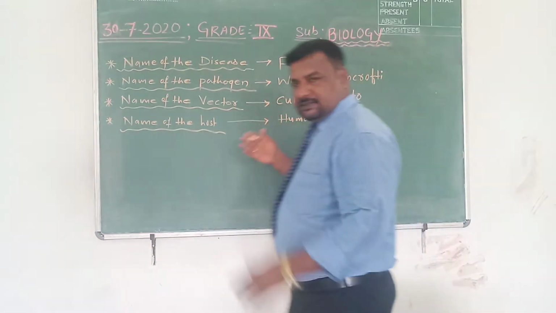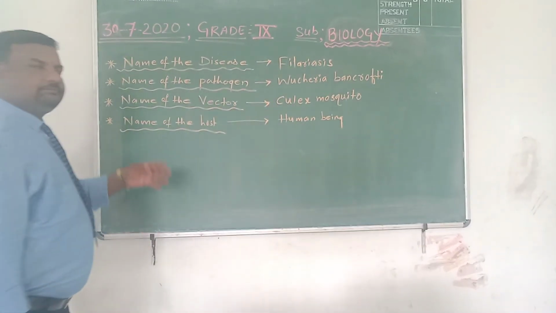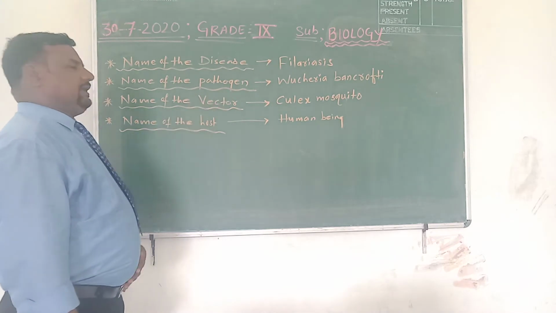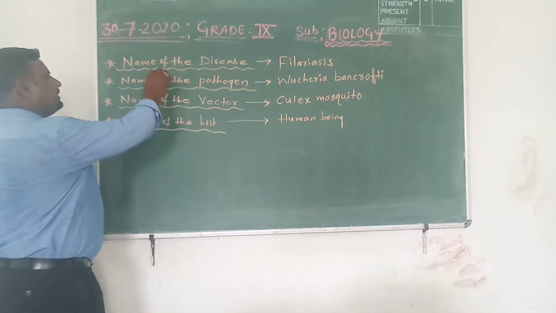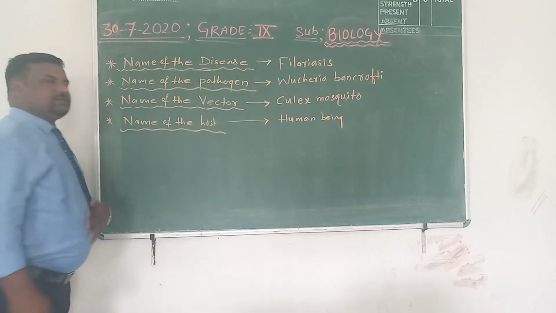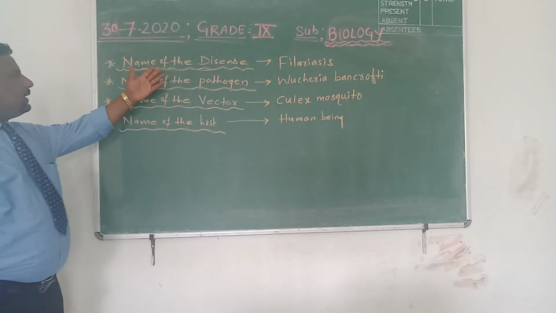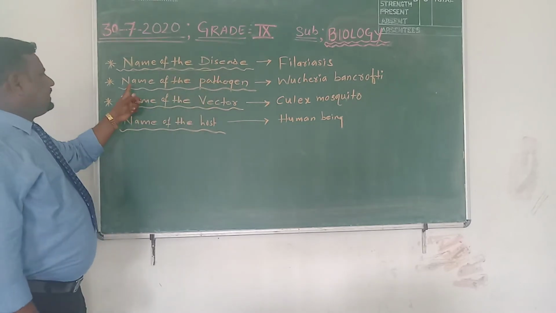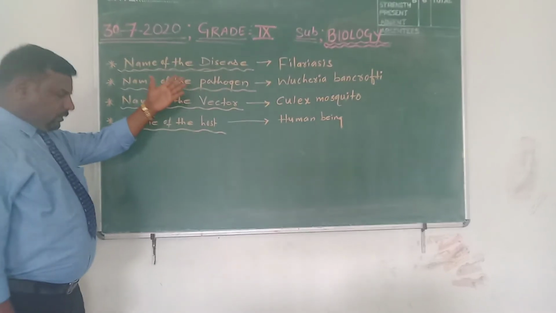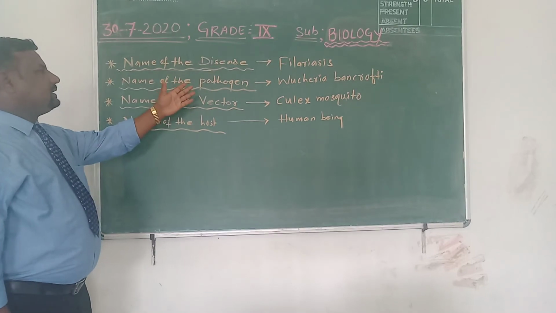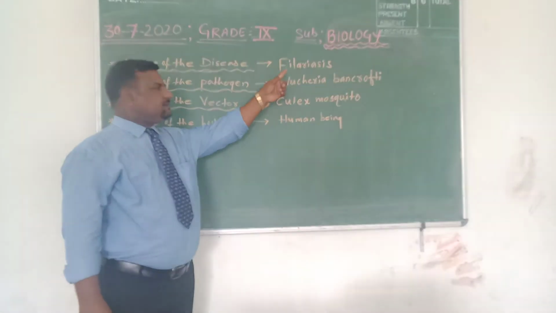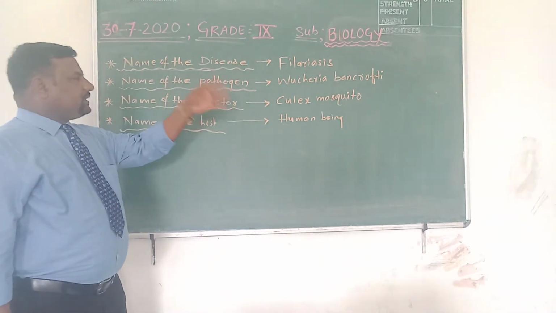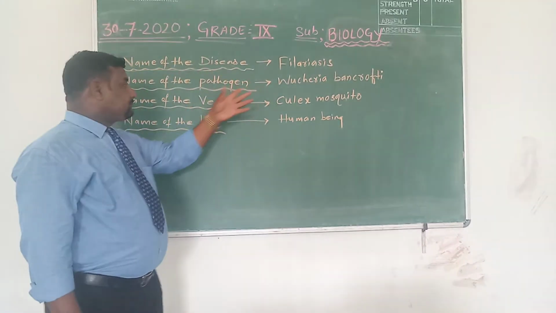In today's class, we are here to discuss another disease we have come with today, Filariasis. Look at this. The name of the disease is written at the top. Down below that, the name of the disease is Filariasis. Then the name of the pathogen, the causal organism which is responsible to cause this Filariasis, is Wuchereria bancrofti. What is the pathogen? Wuchereria bancrofti.